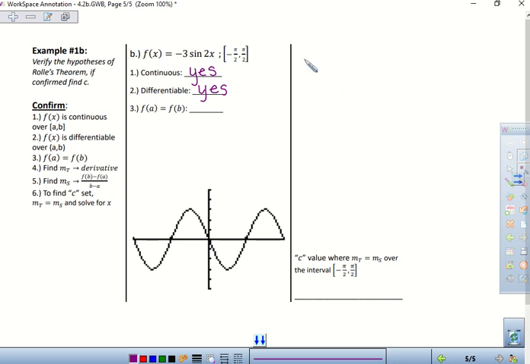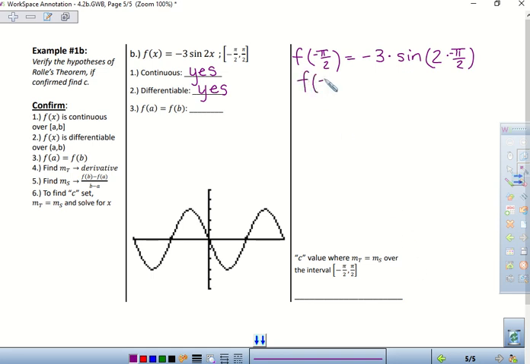So now what you have to do is plug those endpoints in and ensure that the value that you get is the same as the value when you plug the other endpoint in. So basically that they match. So if you got to this point and you got values where they didn't match, you would just say Rolle's theorem does not apply. Okay, so just to be clear about what to expect there.